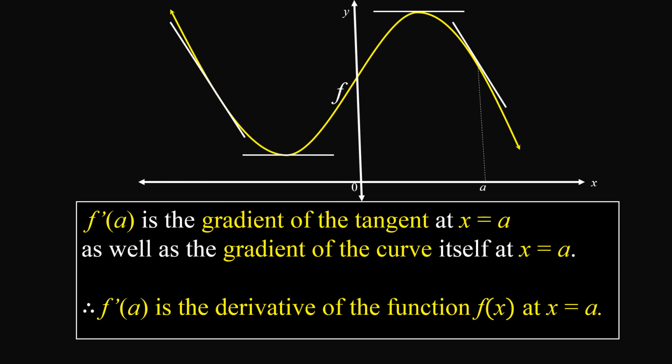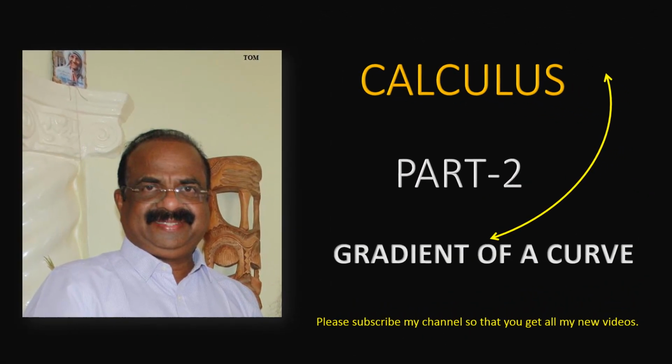So we did understand the gradient of the curve. Gradient of the curve means the derivative of the function. In calculus, we talk about gradient. Calculus is all about gradient. So that is the part 2 of calculus. We discussed the gradient of a curve. Gradient of a curve, derivative of a function. Hope you understood very clearly.